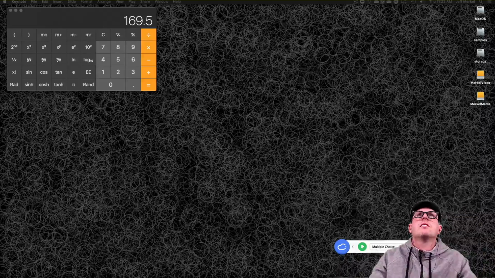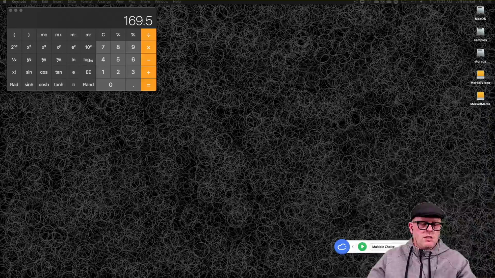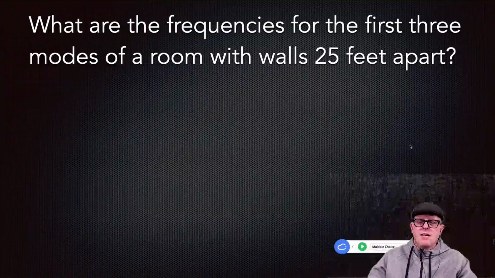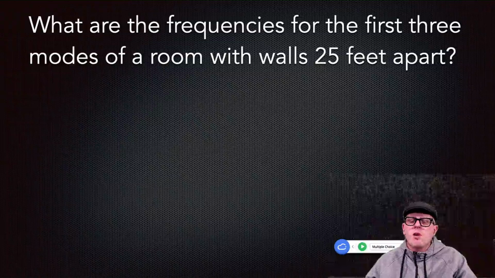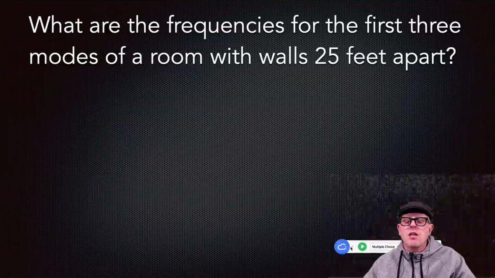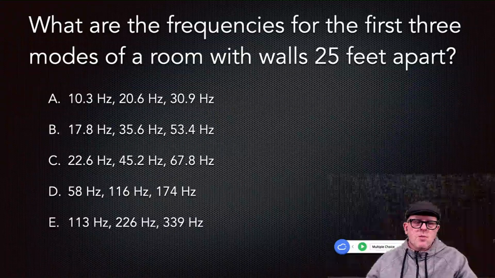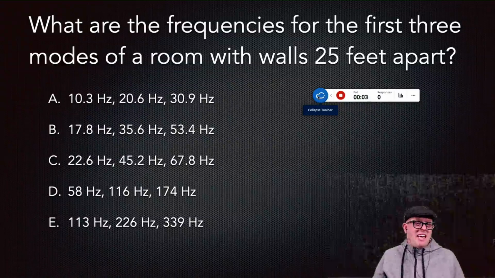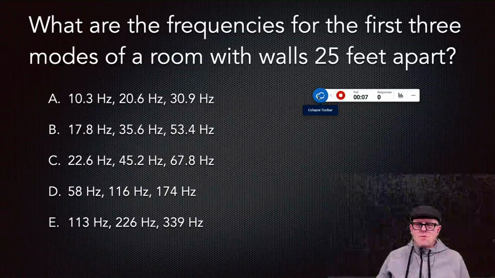25 feet. Okay, there it is. So what are the frequencies for the first three modes for walls that are 25 feet apart? So this is a much larger room, and you'll see why we're talking about this in a minute. I want you to do this one again, one more time. So we're using feet again. So remember, it's 1130. We have 2 minutes to do this one.